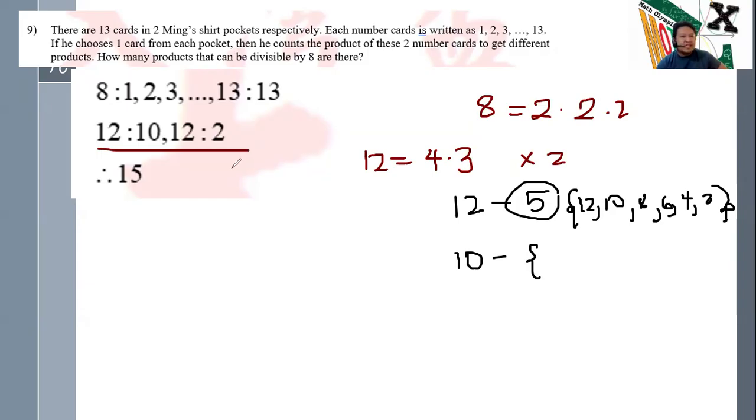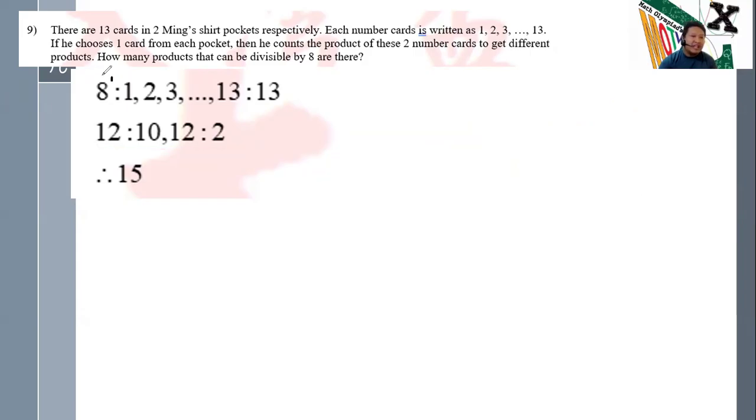How many products that can be divisible by 8 are there? So we're trying to find how many numbers we can actually create for that one. To make it simple again, if you choose an 8, we have 13 ways for the case of 8, right? 1 times 8, 2 times 8, 3 times 8, up to 13 times 8. So there are 13 ways. So try to focus on this one here, to make it simpler for us to see.